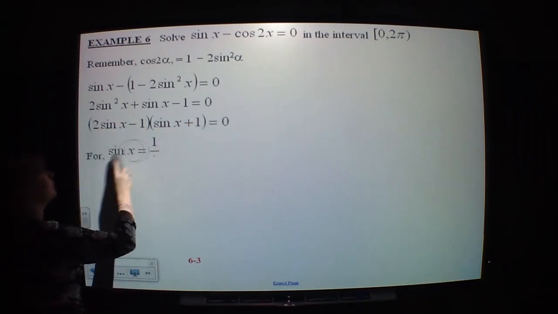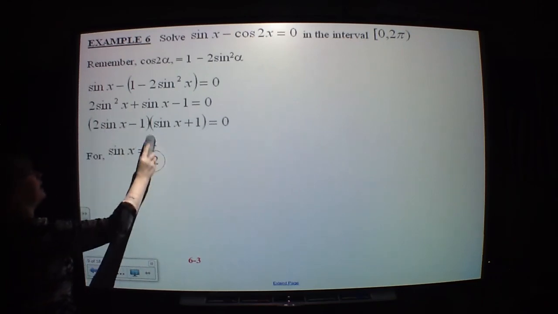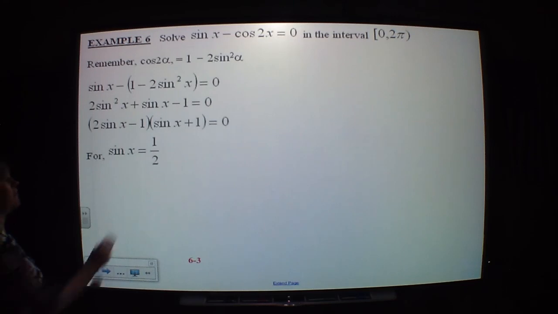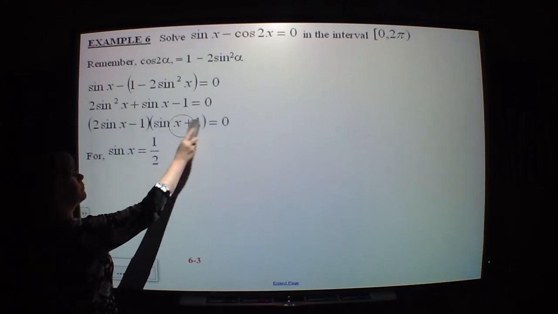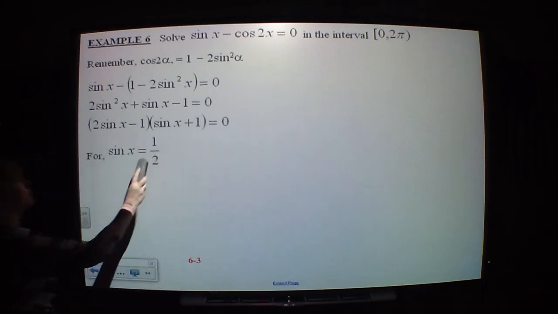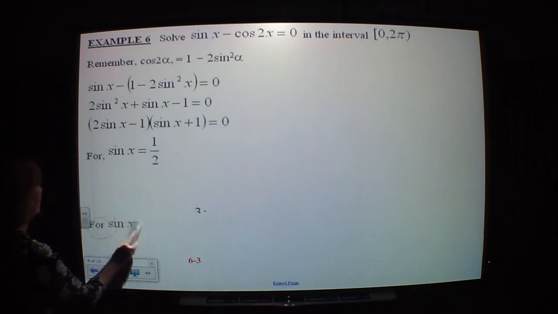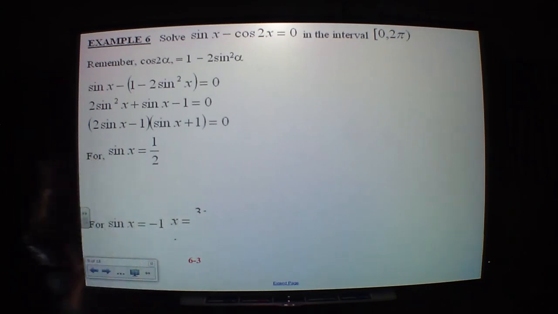So I'm going to solve 2 sine of x minus 1 is equal to 0, and I'll get sine of x is equal to a half. Solve sine of x plus 1 equals 0, move the 1 over, get negative 1. Okay, so those are the 2 I have there.